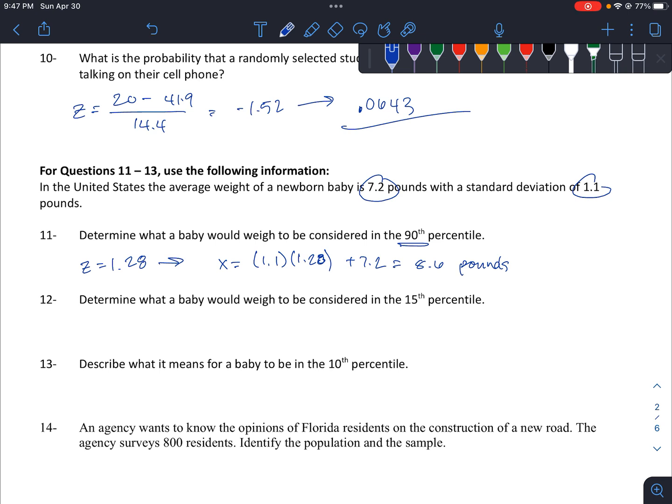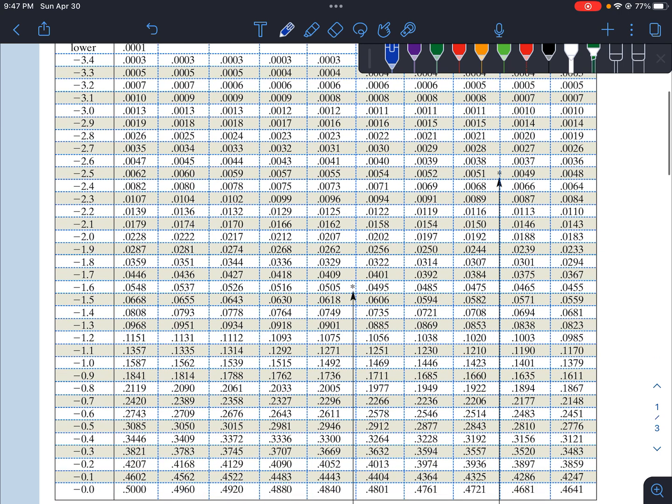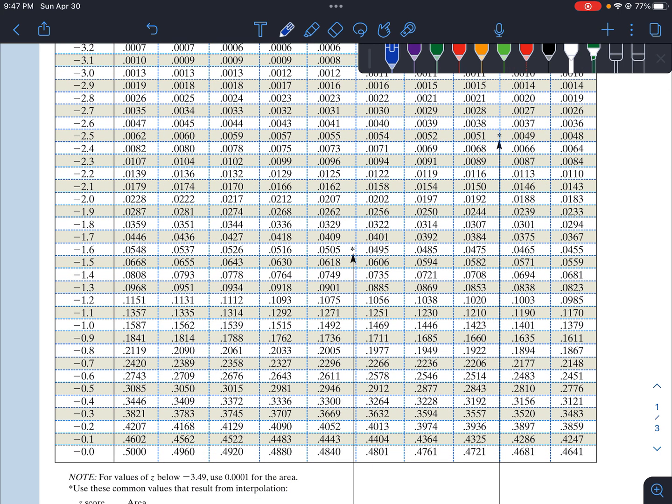Determine what a baby would weigh to be considered in the 15th percentile. Okay, so I'm going to look for an area that is 0.1500 or as close to that. So that's probably going to be on the negative side. This would be about 10%-ish, so I've got to go further than that. So here's 15%, but I think we can get better.